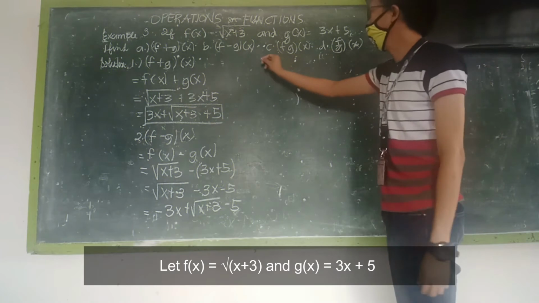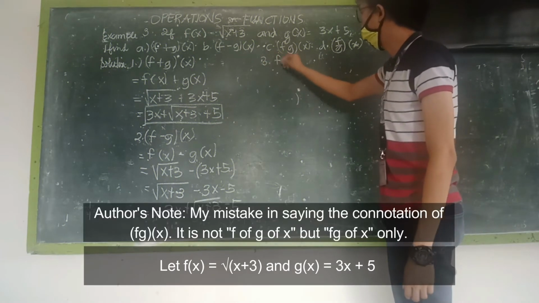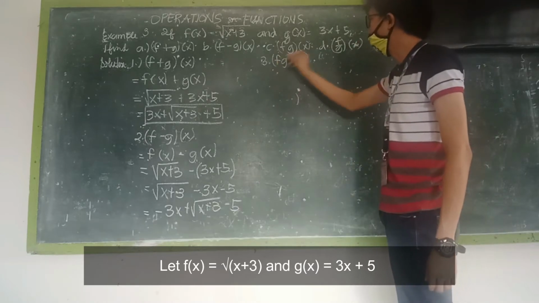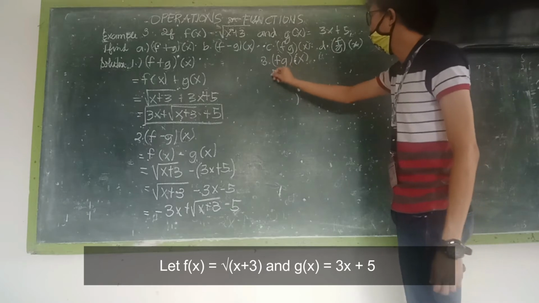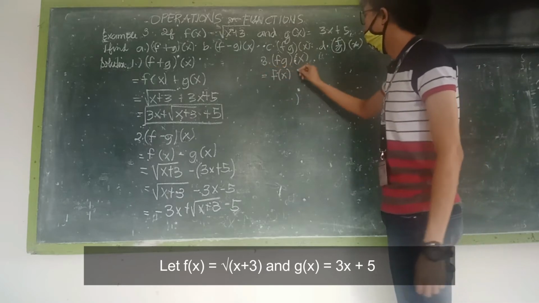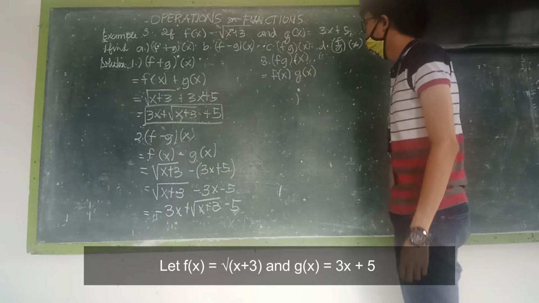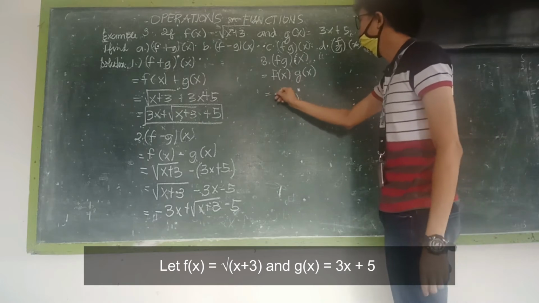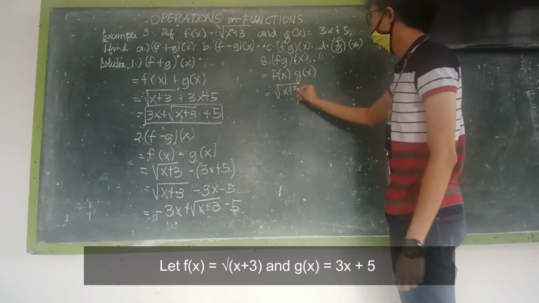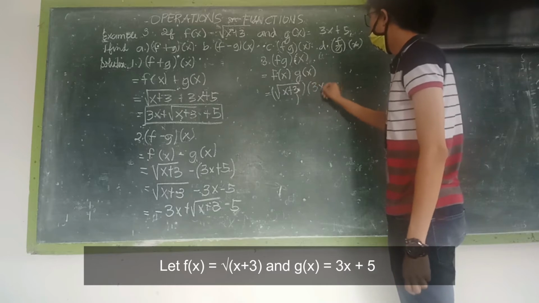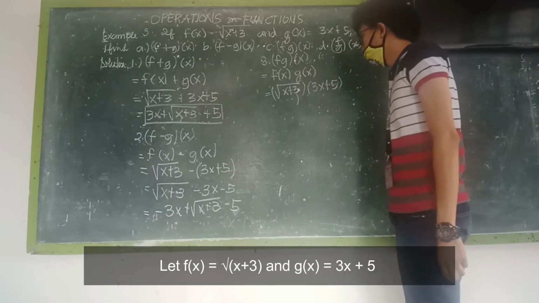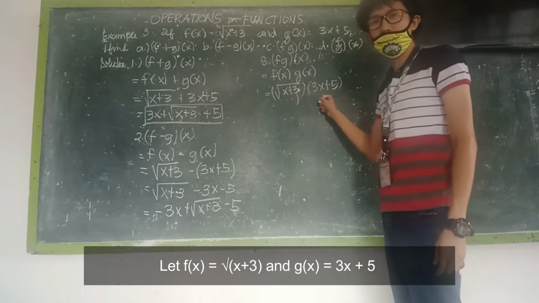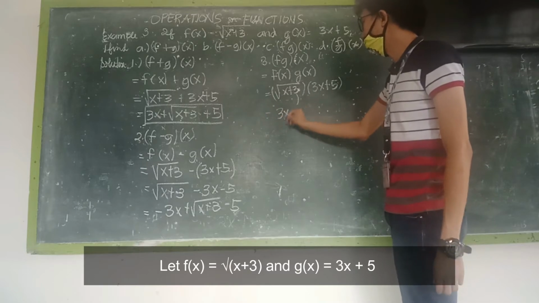So, we have number 3, f g of x. Ibig sabihin yan, multiplication. So i-multiply natin ang f of x at saka g of x. So magiging f of x times g of x. Now, i-multiply natin ang square root of x plus 3 at saka 3x plus 5. So magiging square root of x plus 3 times 3x plus 5. Pwedeng i-distribute natin ito or pwedeng as is na lang natin siya.